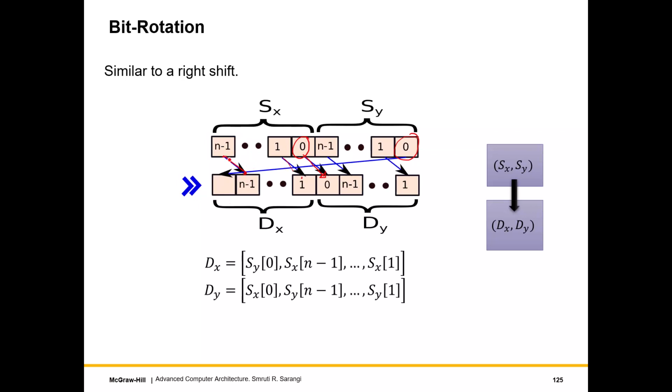So you get the pattern: essentially the destination is formed by right shifting the source, and then finally you do a wraparound. So the values of dx and dy are nothing but dy is sy0 and then sx n-1 to sx1, which is basically all of these right shifted, and similar is the definition for dy. So this is bit rotation.